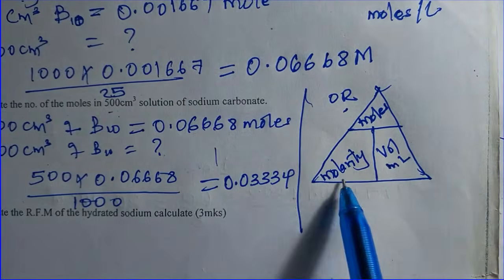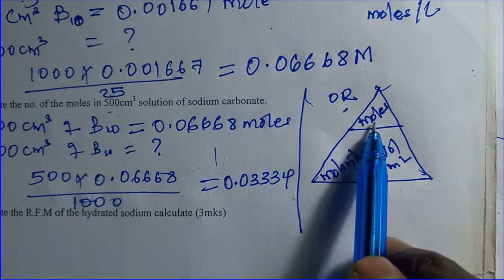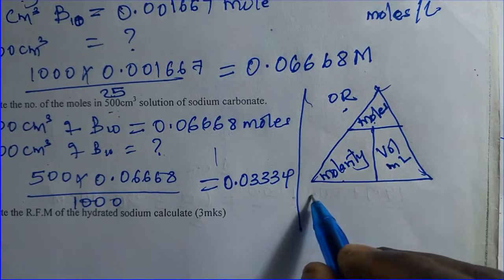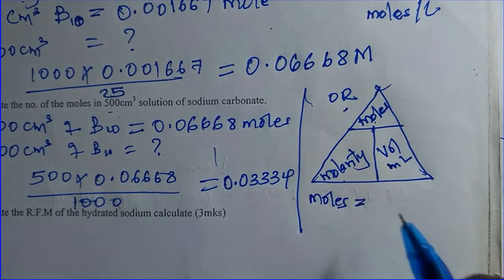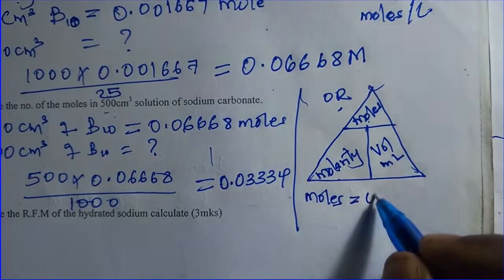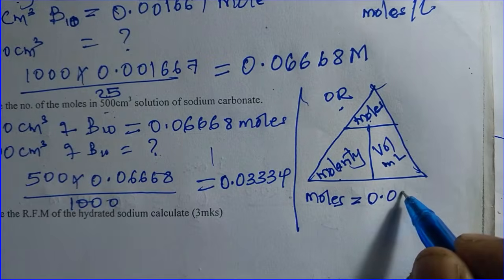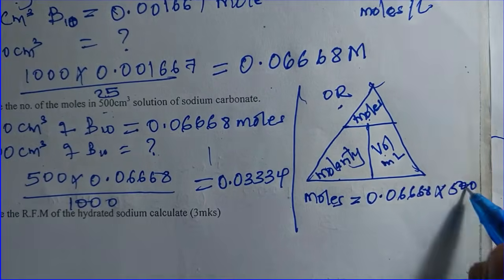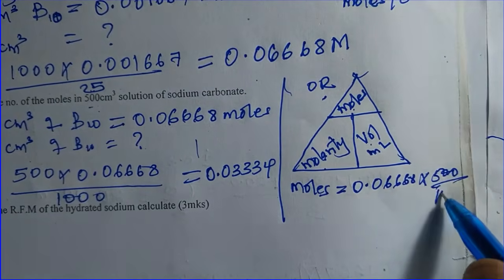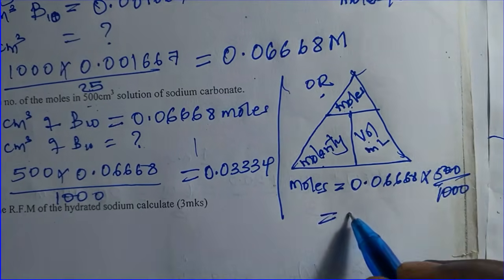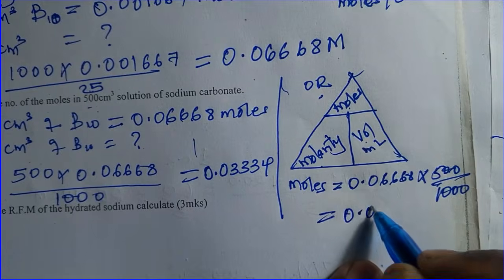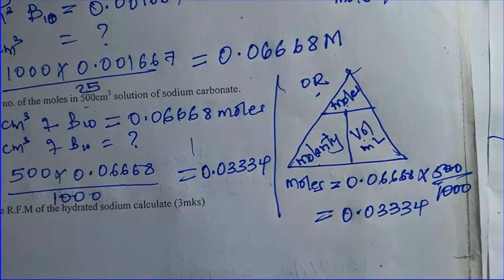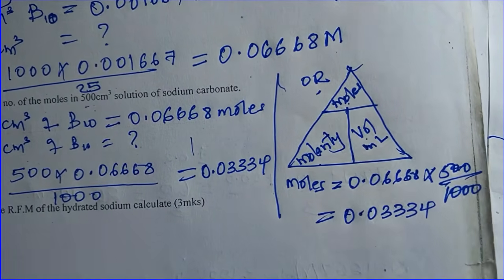So molarity, we have moles. We are looking for that moles. So we have the volume. So moles would be equal to molarity, which is this one, 0.06668, times the volume, which is 500. Now convert the 500 into a liter, and that will give you exactly 0.03334 moles. If you use the formula, you will still get that.